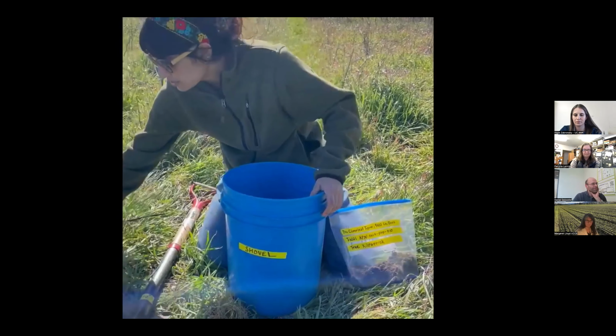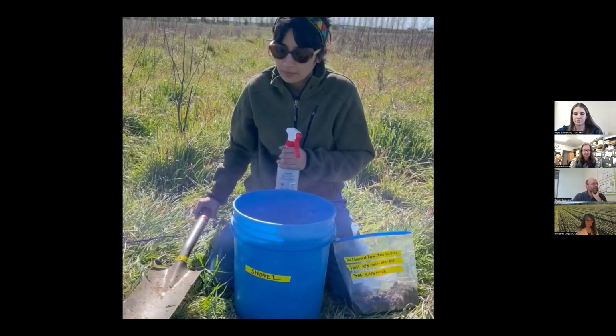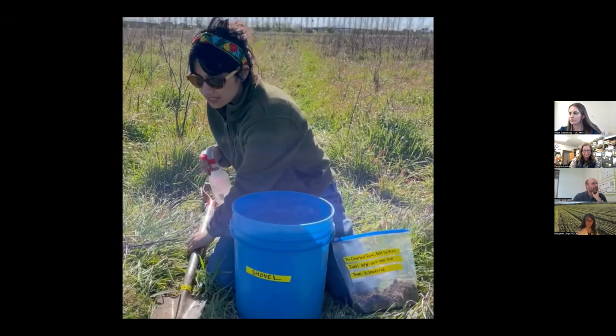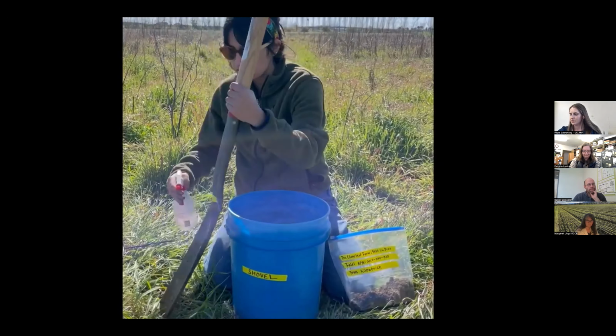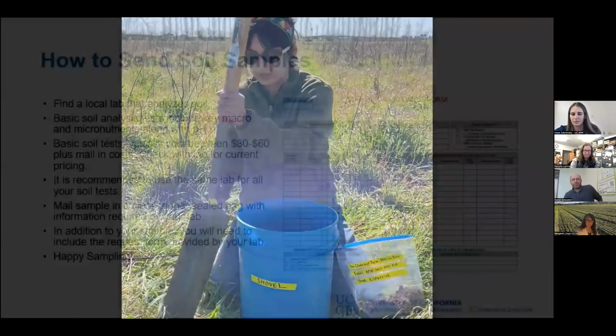And I also want to mention that if you are going to be taking samples from different plots, you are going to want to disinfect the tools that you are using just to discourage any pathogen contamination into another field.